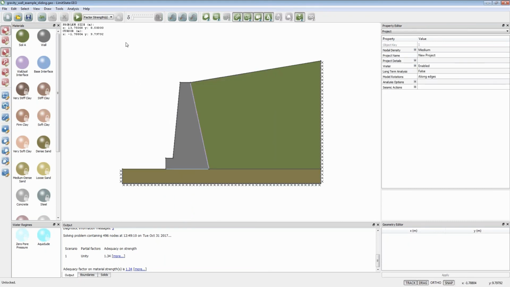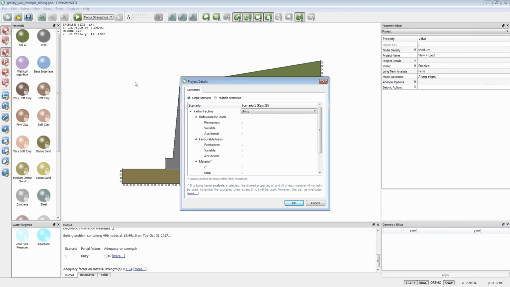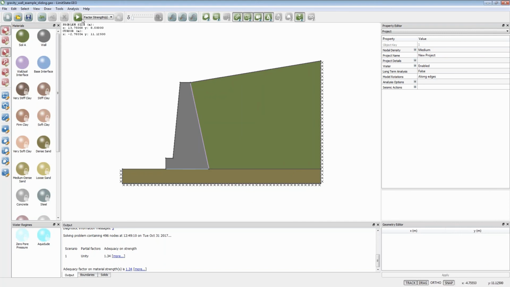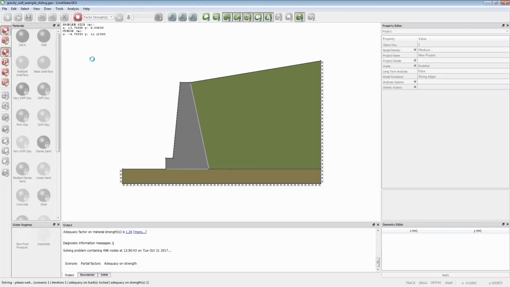If I wanted to analyze this wall using Eurocode factors, I can do that. We have what's called a scenario manager, which allows us to apply partial factor sets. Currently they're all set at 1, but I can choose a different set. So I've got a pre-programmed Eurocode factor set, which essentially factors the strengths down by 1.25 for the effective stress parameters. So I click OK there, and I can run that solution again.